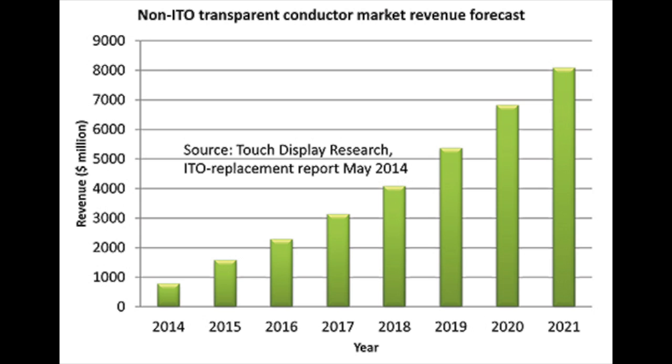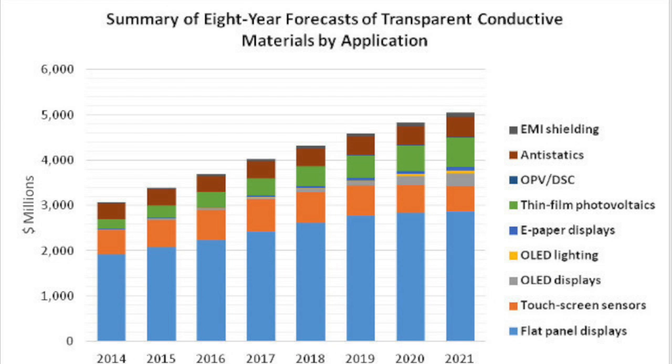This graph shows the projected growth of non-ITO displays over the next several years. The values are reported in millions of dollars. When ITO is factored into the growth, the numbers are projected to increase as well, but not to the same degree. The majority of revenue will be from flat panel displays, as shown by the blue bars.